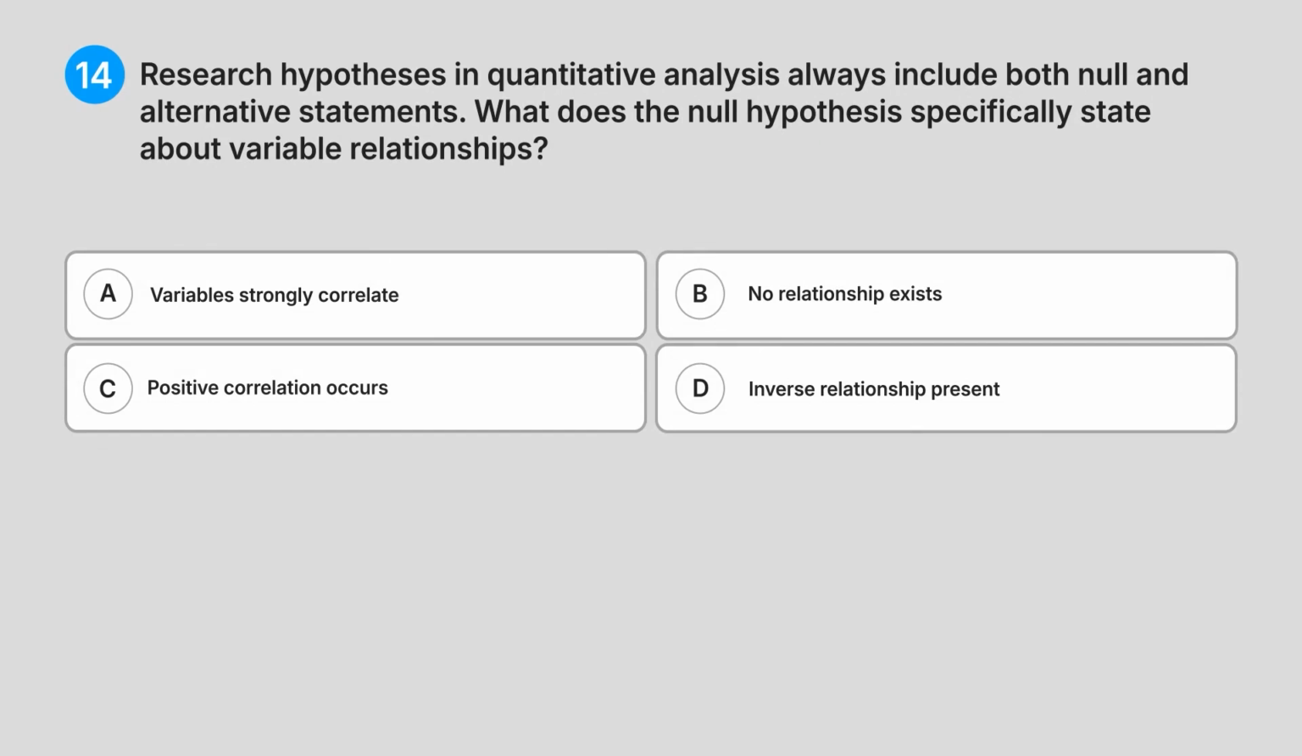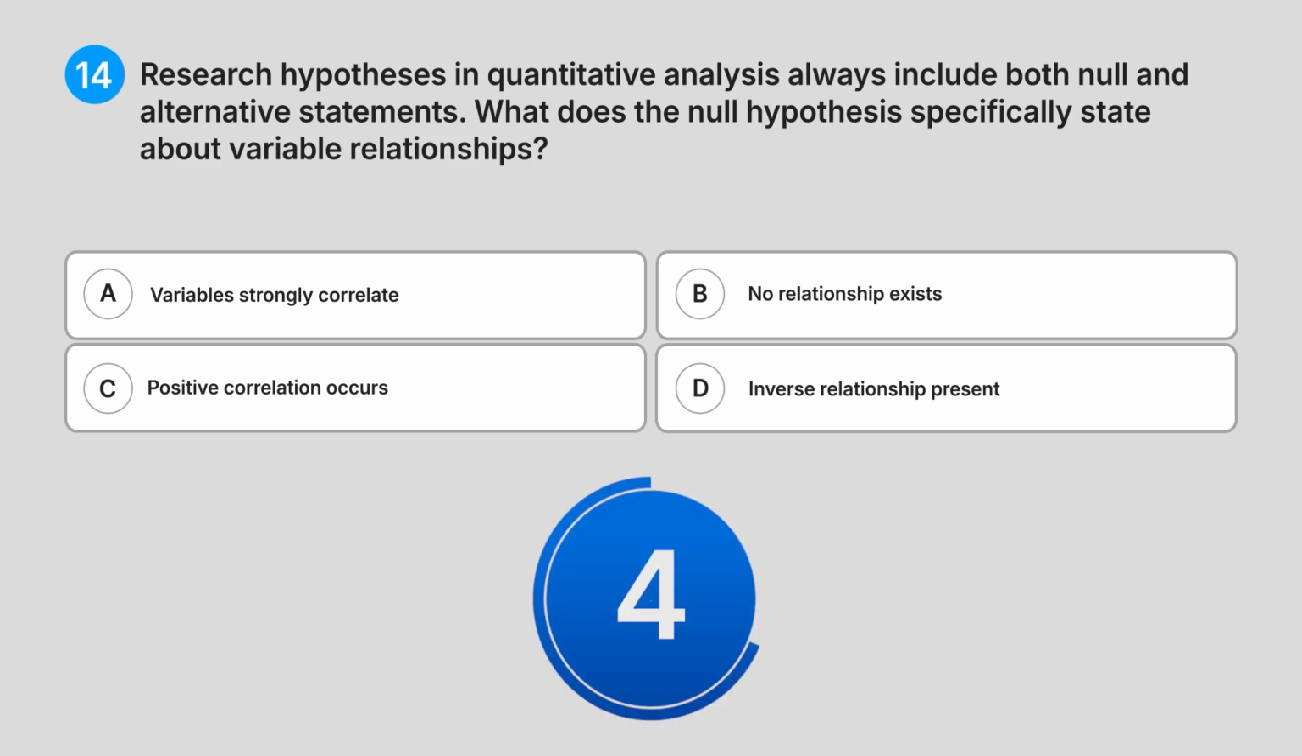14. Research hypotheses in quantitative analysis always include both null and alternative statements. What does the null hypothesis specifically state about variable relationships? A. Variables strongly correlate. B. No relationship exists. C. Positive correlation occurs. D. Inverse relationship present. Do you know the answer?